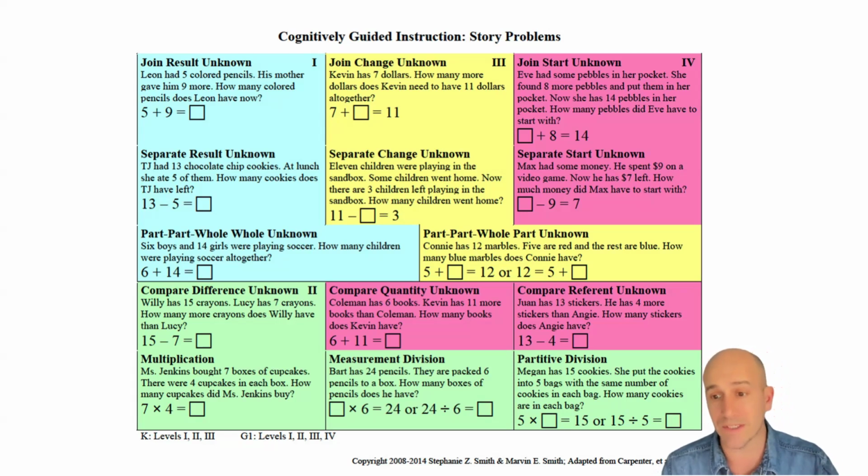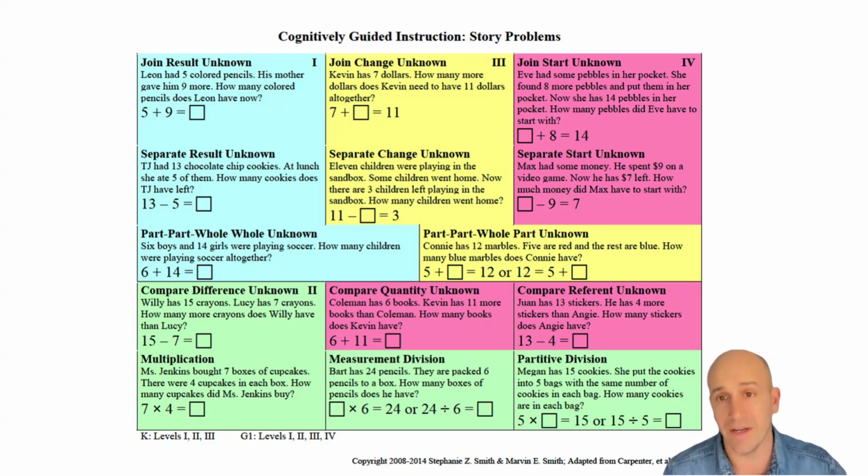But behind me, you'll see this chart, right? And this chart represents all of the arithmetic problem types that exist in context or in story form. So basically, what we're seeing here is, across the four operations, the kinds of scenarios in which addition, subtraction, multiplication, and division can play out with whole numbers. This also applies to fractions and decimals, but the focus here is on whole numbers.